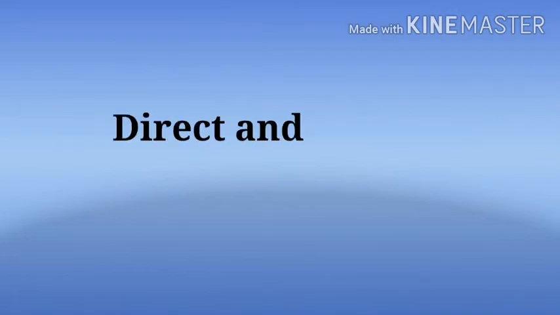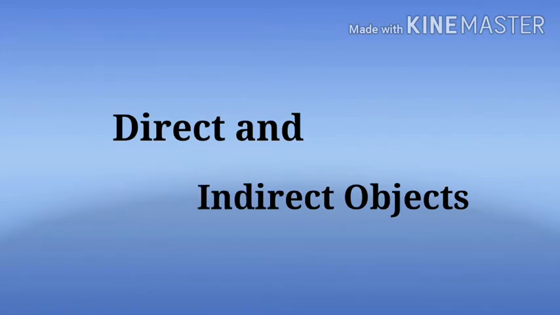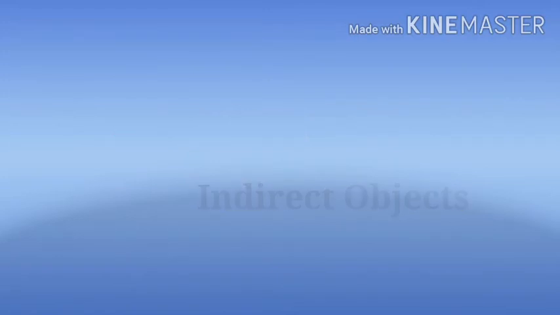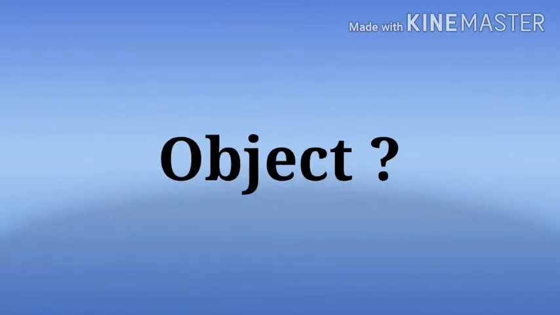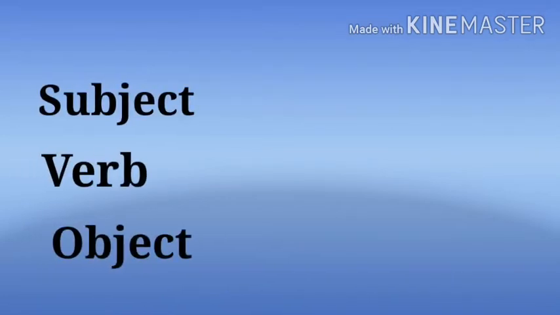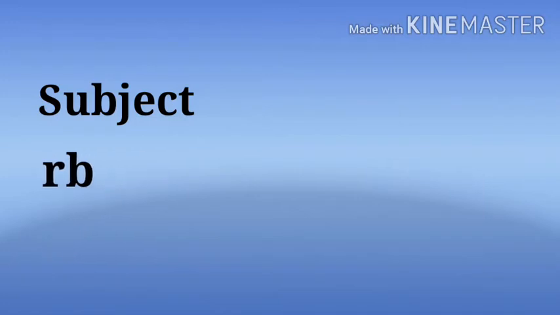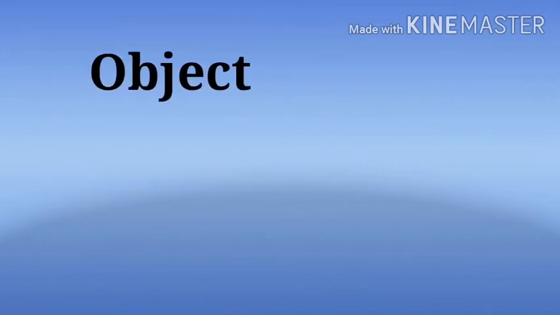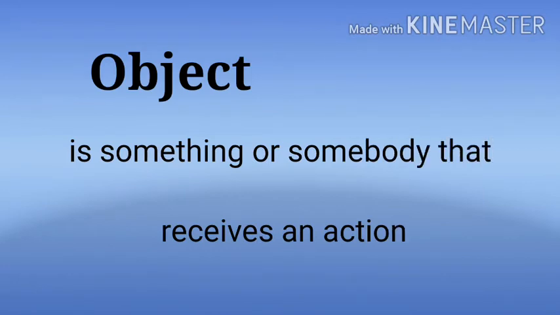And today, kids, we are going to start a new lesson, that is direct and indirect objects. To know direct and indirect object, you should know what is object, right? If you remember, we discussed this in our last chapter. We discussed that for a complete sentence, we need a subject, verb, and an object. So what is this object? Yes, object is something or somebody that receives an action.